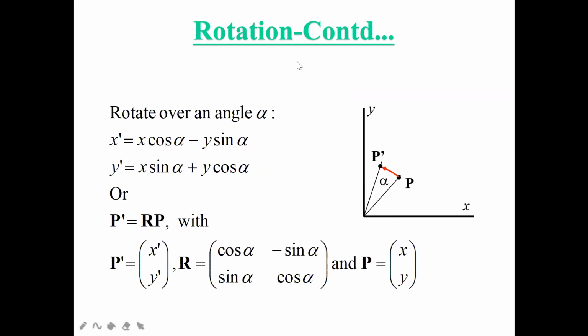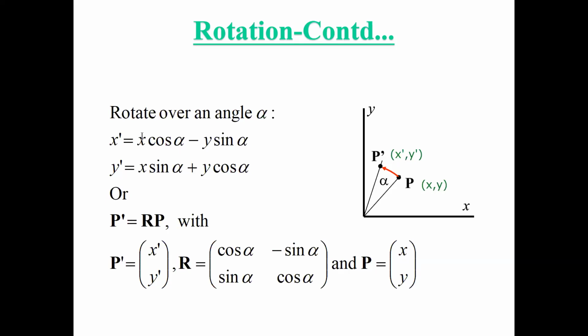Let me write that down: x comma y. It will be easy. Whenever you are writing, you have to write all these things. If I'm going to move it, then my new coordinate value will be x dash comma y dash. Whatever angle you are moving, you have to write it in the formula. Here I have taken the angle alpha. So what will be the value of my x dash? The formula is x cos alpha.